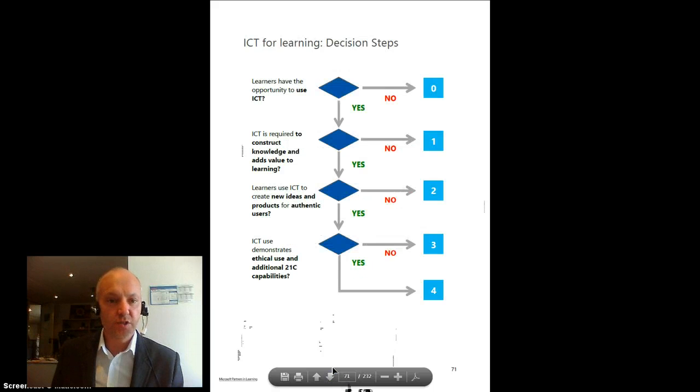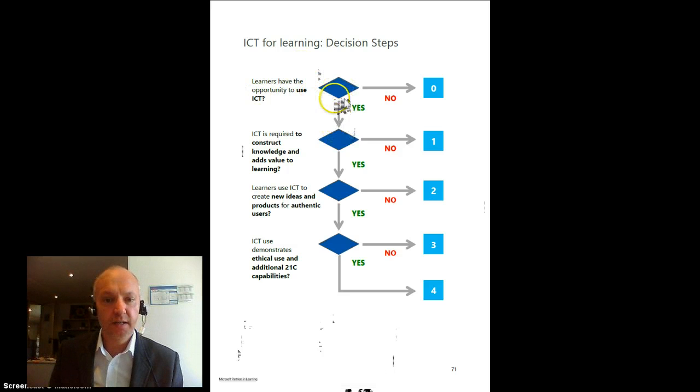Okay, so let's just go to the flow chart. There's a new app that's been released on the App Store, which I'll share with you, providing you've got Windows 8.1. So again, do the learners have an opportunity to use ICT? It's a yes or it's a no. Is it required to construct knowledge and add values to learning? Yes or no. Learners use ICT to create new ideas or ideas that are new and meaningful to them for authentic users. Okay, it's a yes or a no. And then is there an ethical social protocol that's being used here?